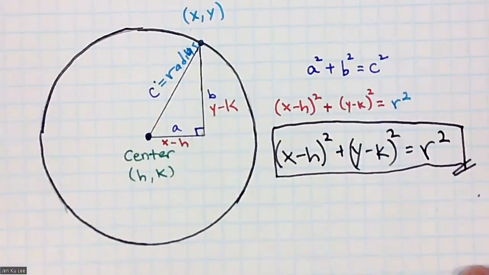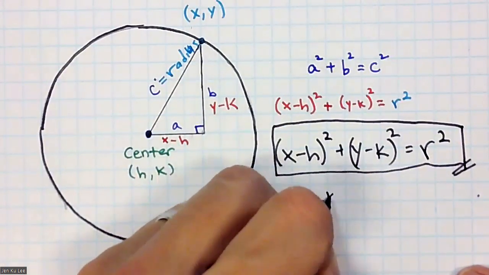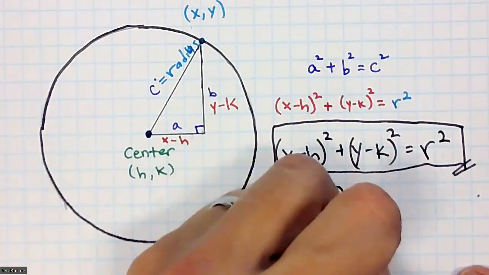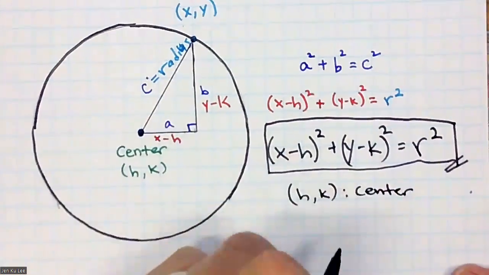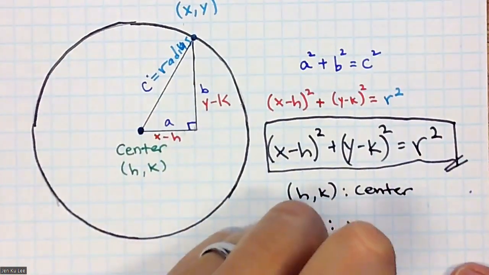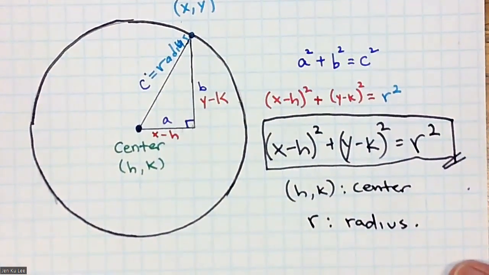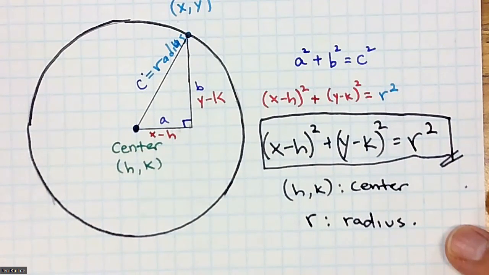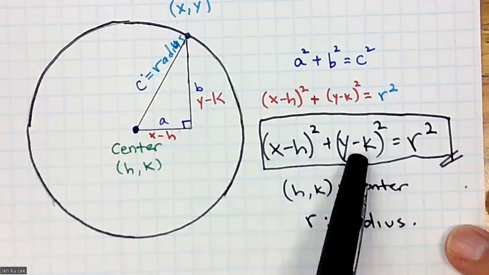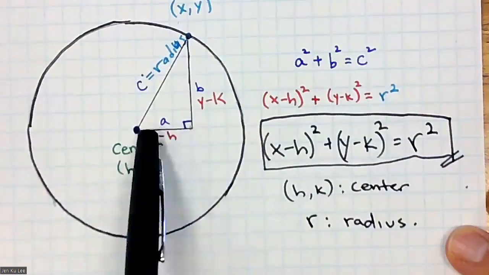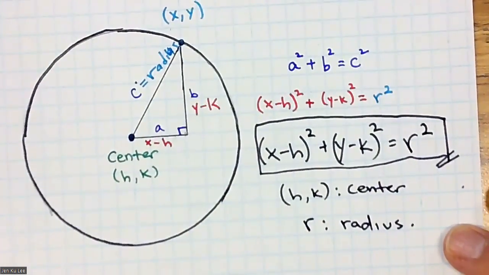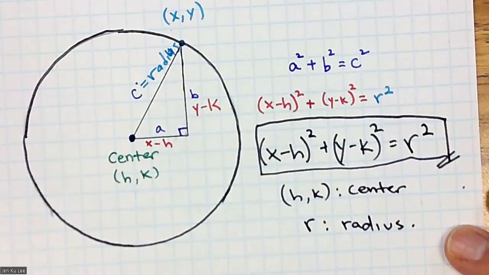Okay? With h comma k as my center, and my r is my radius. Cool? Questions on that? The x minus h and the y minus k is just the distance that we got for a and b. Yeah? All I did was just substitute that.